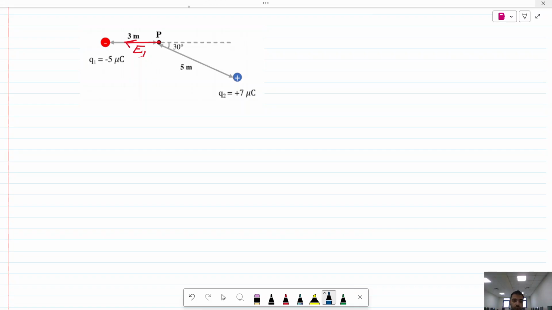Now we do the same thing for Q2. Q2 is positive, so we know that field lines exit a positive charge. So at point P, the electric field will be pointing away from the positive charge. Let's call this E2.